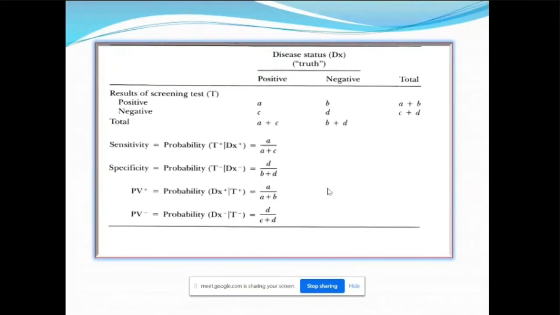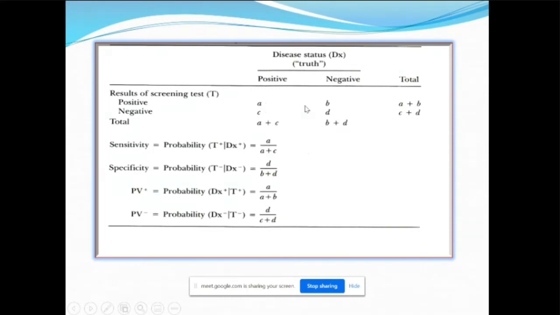As you see in this figure, the results of any screening test should be put in a 2x2 table, which has four cells, A, B, C, D. The results of the screening test are put in the rows, while the columns represent the disease status, or the results of the diagnostic test or the gold standard of the disease.